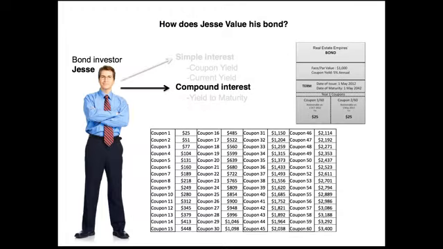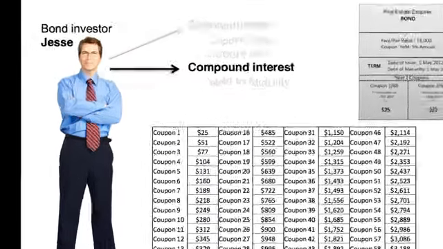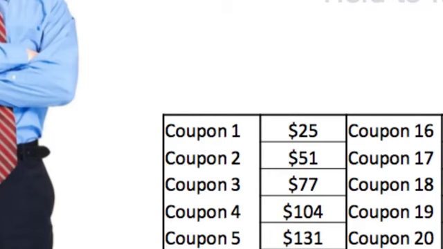So let's talk about the compound interest on a bond. As we look at our chart, let's go to the first coupon. After 6 months, Jesse would receive, and we're going to assume that Jesse bought the bond as soon as it was issued, just like the very first scenario we looked at, his $25 after the first 6 months. And then the second coupon, 6 months later, he's going to receive another $25 check.